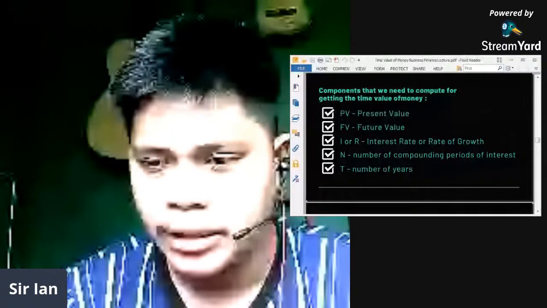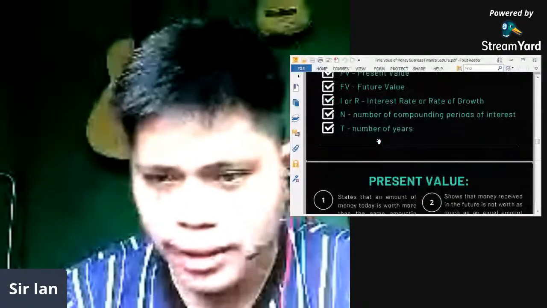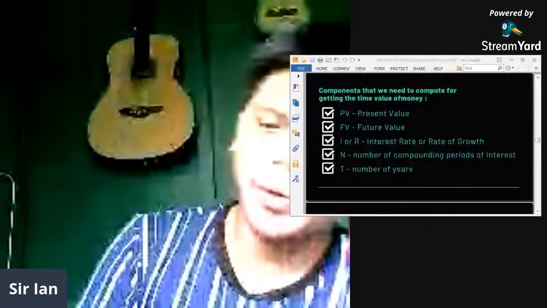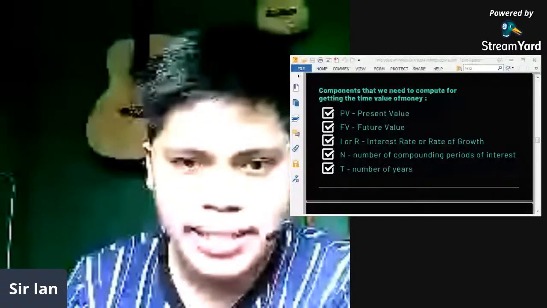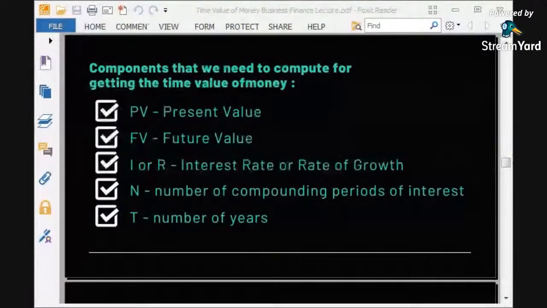Okay, so what are the components that we need to compute for getting the time value of money? Okay, now, so as you can see, these are the components that we need to compute for us to get the time value of money. Okay, so we have the FV, or the future value, we have the PV or the present value, the I or R, the interest rate or rate of growth, the N, number of compounding periods of interest per year.